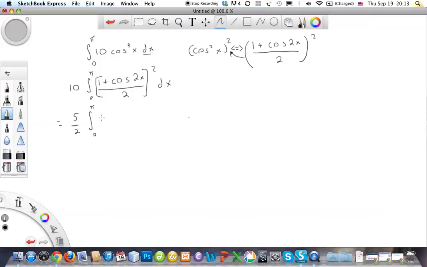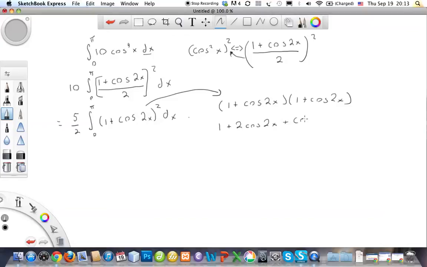Which will leave us with 1 plus the cosine of 2x, dx, squared. So I'm going to bring this out here, and I'm going to do 1 plus the cosine of 2x times 1 plus the cosine of 2x. And this is going to give us 1 plus 2 times the cosine of 2x plus cosine squared of 2x. So we successfully reduced it from the power of 4 down to a power of 2 now.